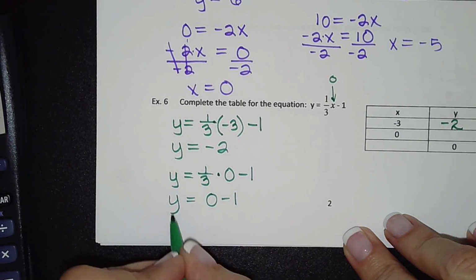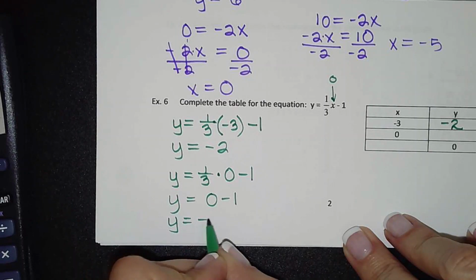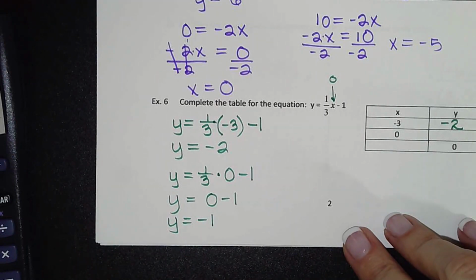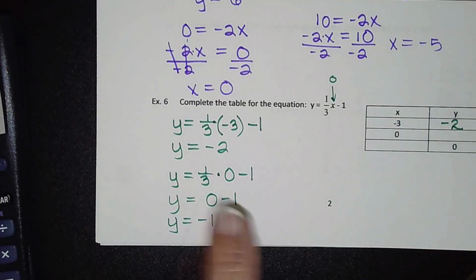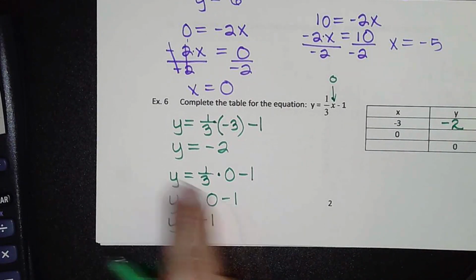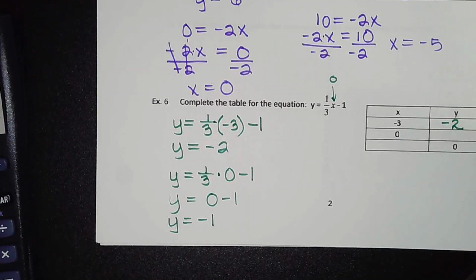0 minus 1 is -1. That means start at 0 and go left 1, and you end up at -1.